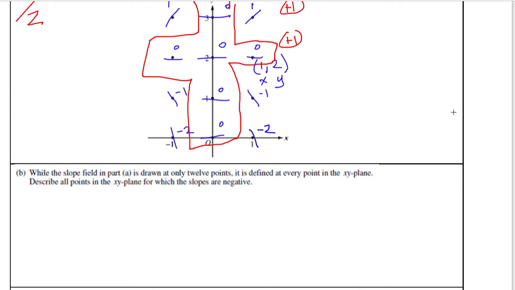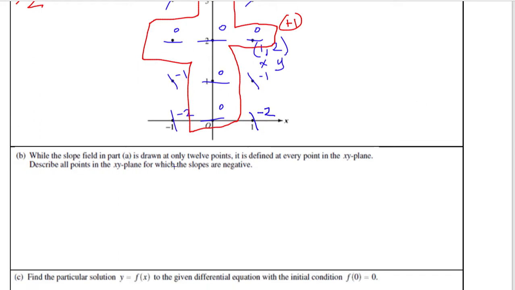For part B, we are looking for describe all the points where the slopes are negative. I'm going to underline that. That's the important part. Slope. Another word for slope is dy dx. That means slope. It means the tangent line. It means a lot of things. In this case, it means the slope. So we want this dy dx to be less than 0. That's what it means to be negative.